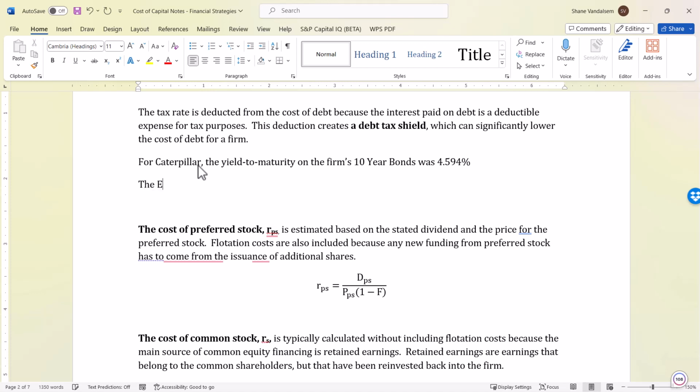The effective tax rate was 23.7%. So that's our first capital cost, the cost of debt. Investors are requiring about 4.6% right now on the bonds that have 10 years to maturity for Caterpillar. And the effective tax rate is 23.7%. So that's actually going to lower the cost of borrowing for Caterpillar because, again, they get to deduct that interest for tax purposes. The next capital component that we'll talk about is preferred stock.